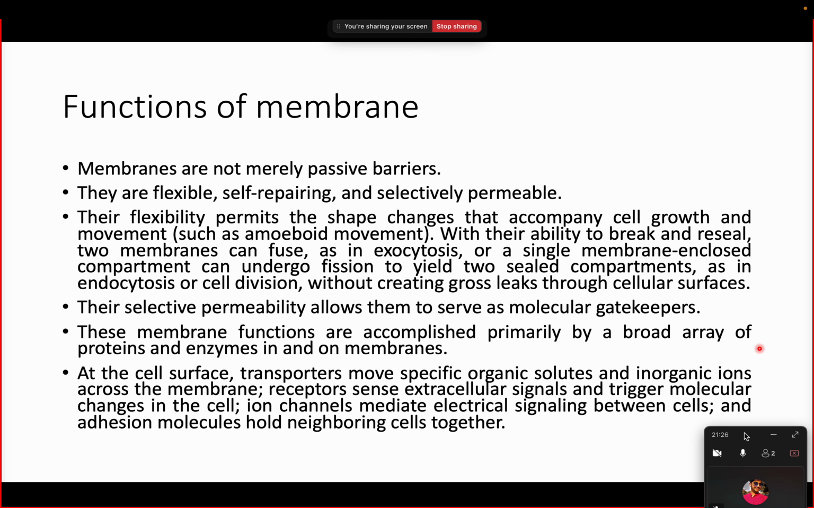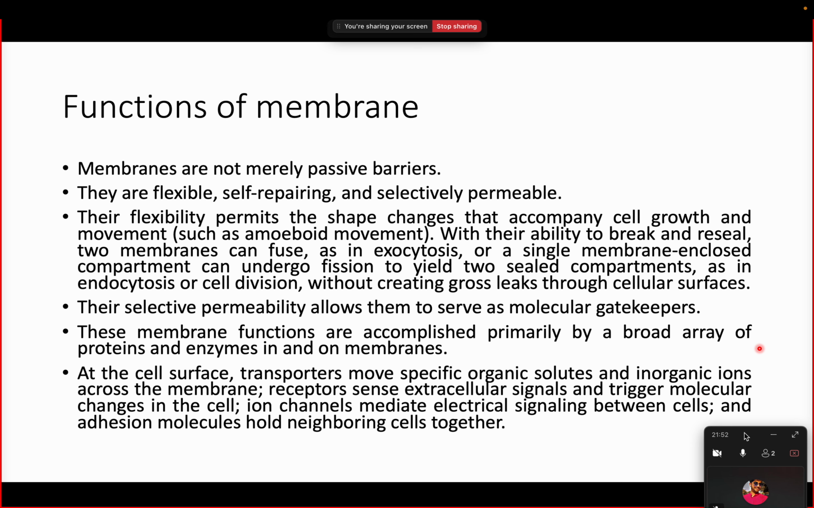So what were the major functions of a membrane? As I have already mentioned, membranes are not there just to act as a barrier, though they are there, separating the cell's internal environment from the outside. But they are not merely there as a barrier. They are functional, right? This is what the fluid mosaic model has told us. So they are flexible, self-repairing, and selectively permeable.